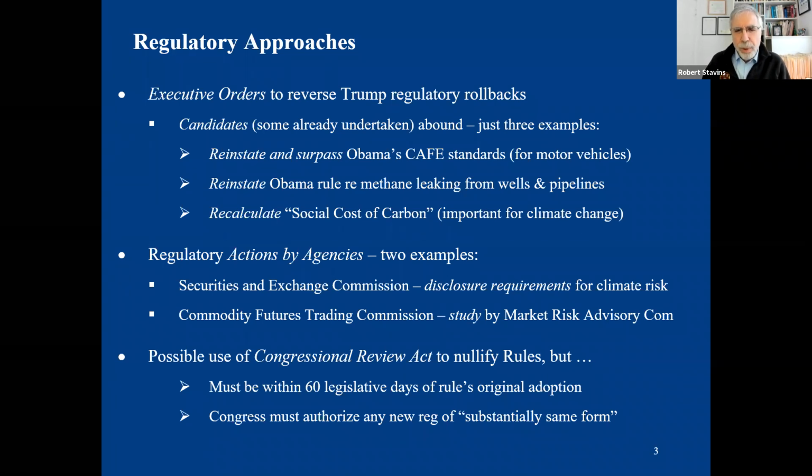There's also possible use of the Congressional Review Act to nullify rules, but this is very limited. The Trump administration used this to a small degree. The nullification has to be within 60 legislative days of the rule's original adoption, and Congress must authorize any new regulations. In other words, if you overrule a previous regulation through this, you can't simply put in place the version that you would like to see instead. Otherwise, you have to go back to the Congress.